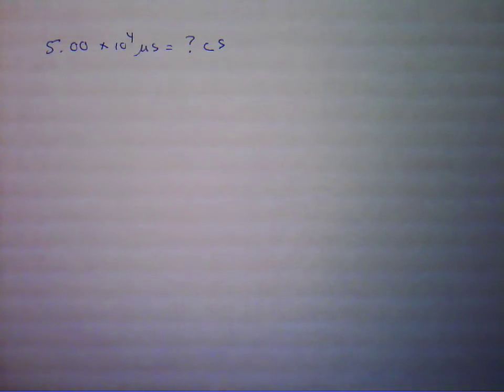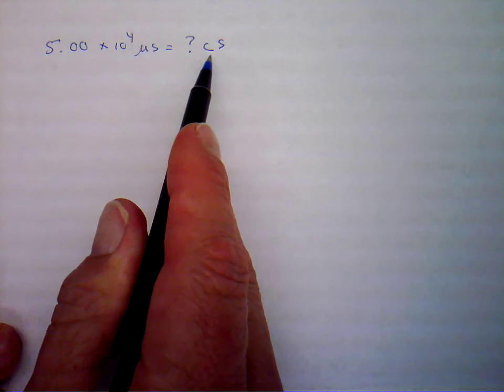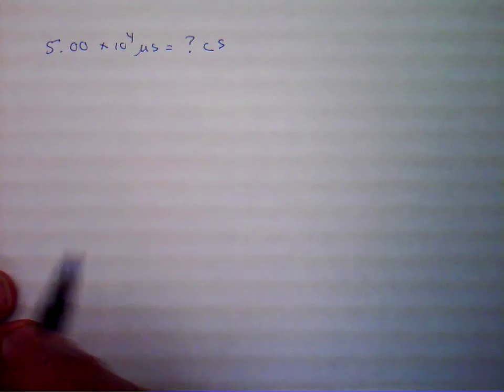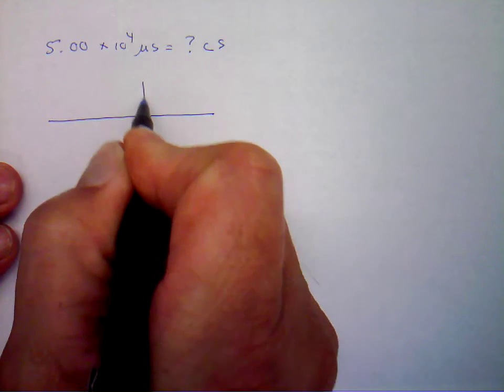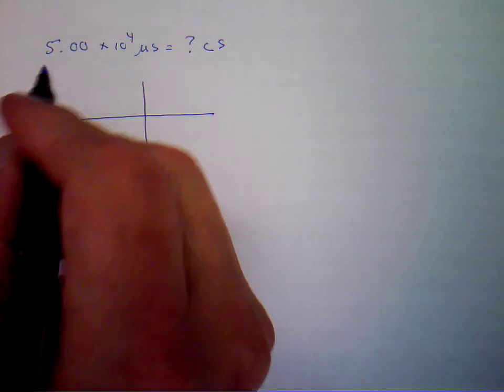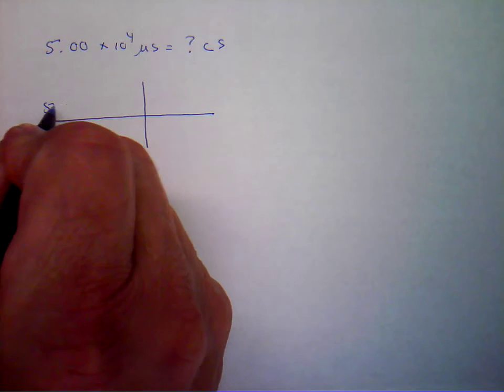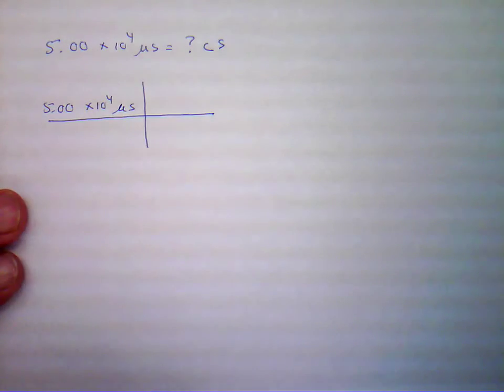In this example conversion problem, we have 5.00 times 10 to the fourth microseconds equals how many centiseconds? Again, we use the same process, dimensional analysis or the railroad track method. We start off with a horizontal and vertical line. Everything to the left is what we start with. So we're starting with 5.00 times 10 to the fourth microseconds.